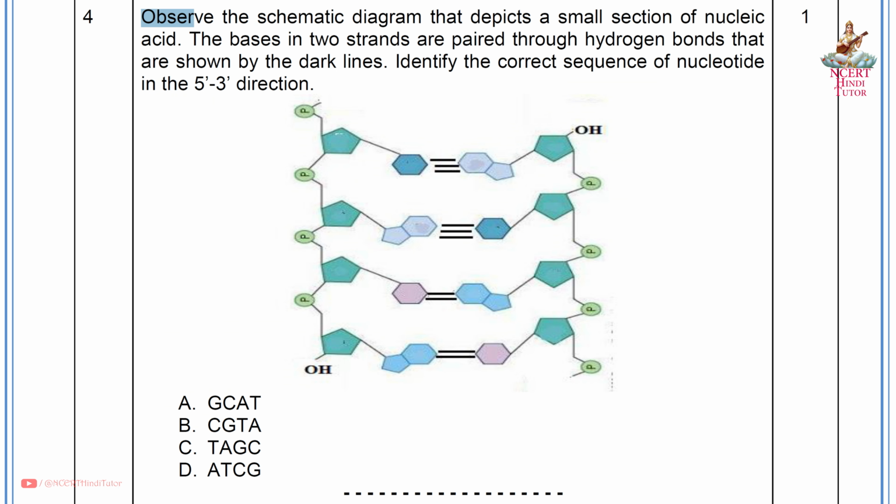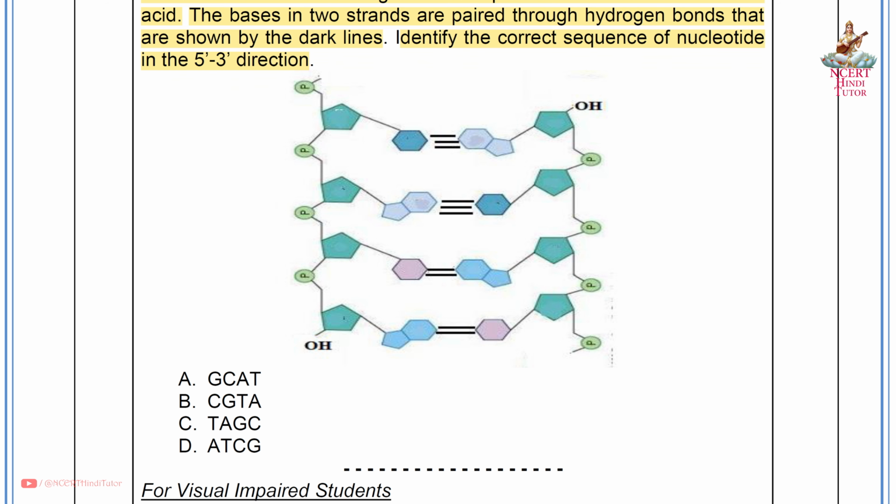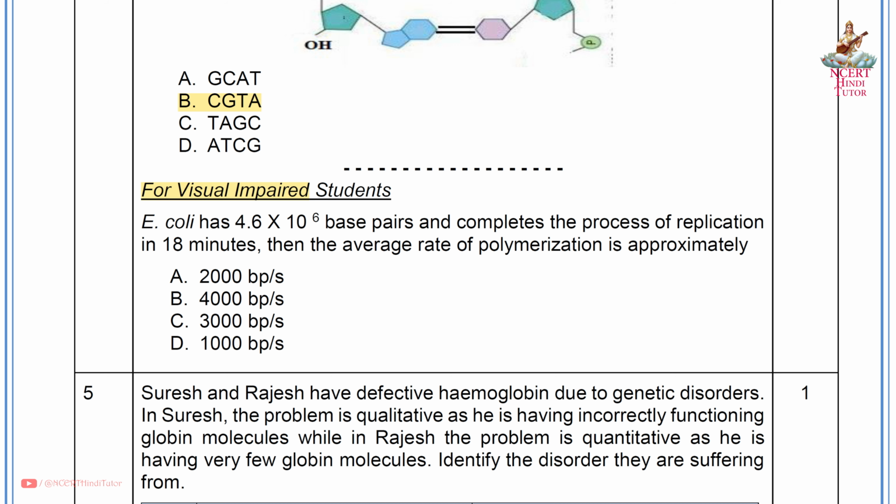Question 4. Observe the schematic diagram that depicts a small section of nucleic acid. The bases in two strands are paired through hydrogen bonds that are shown by the dark lines. Identify the correct sequence of nucleotide in the 5-3 direction. Answer B, CGTA.